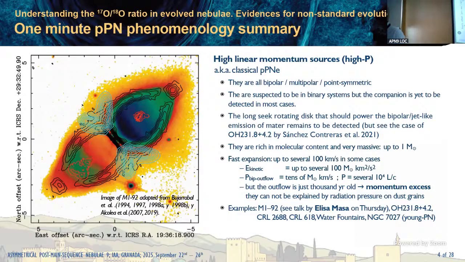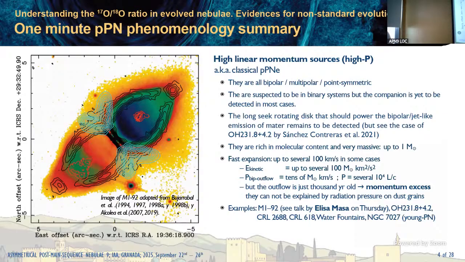We are looking very hard for finding a rotating disk so we can launch it. Except for the case of OH231.8, there are no signature of rotating disk in this object whatsoever. They are rich in molecular content. They don't have mass missing problem. You can find up to 1 solar mass in these envelopes.